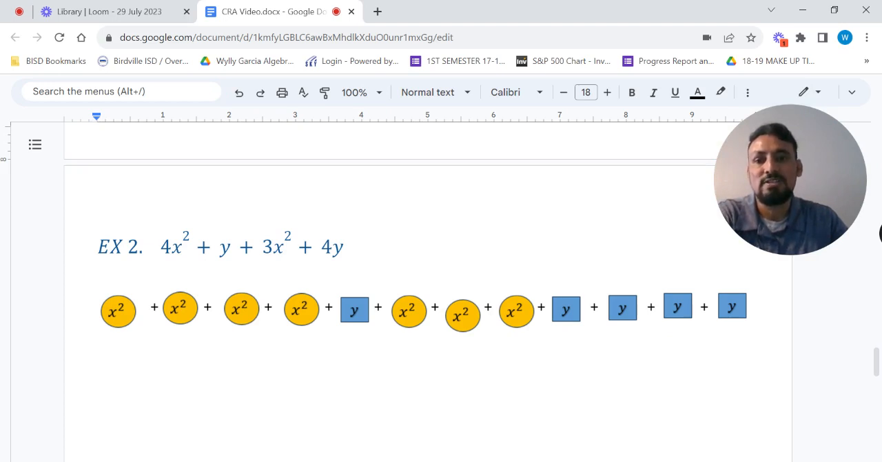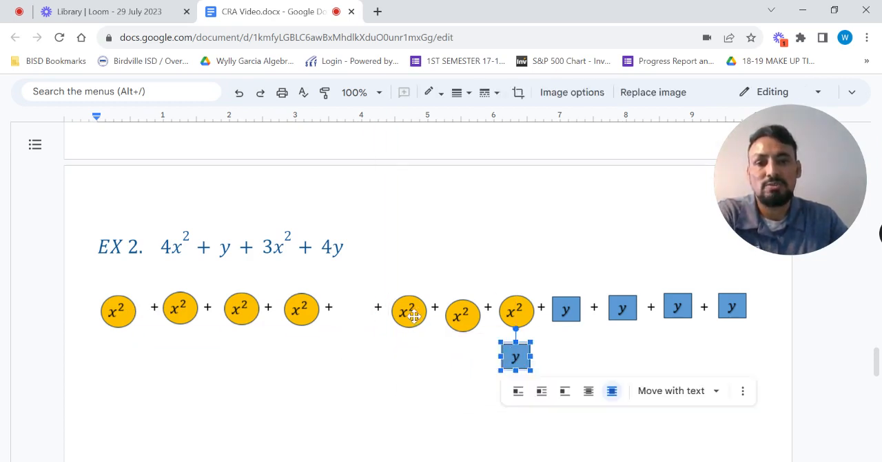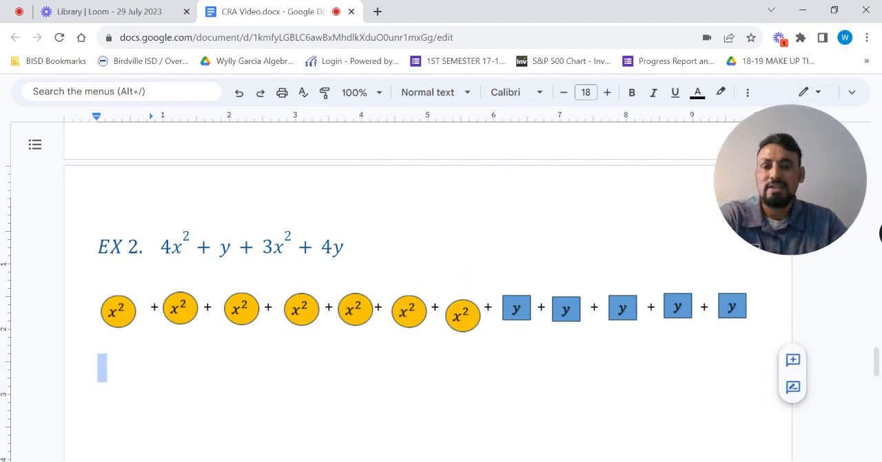What I've done again is I put the x squares inside of circles, and the y's inside of a square, so that helps me remember that I can't put together the x squares and the y's when I combine them. So again, I'm going to rearrange here, and all I have to do is move this x to this side, and then this y goes right there. And again, just like on the previous two examples, I'm just going to count, because that's what we do when we combine like terms.